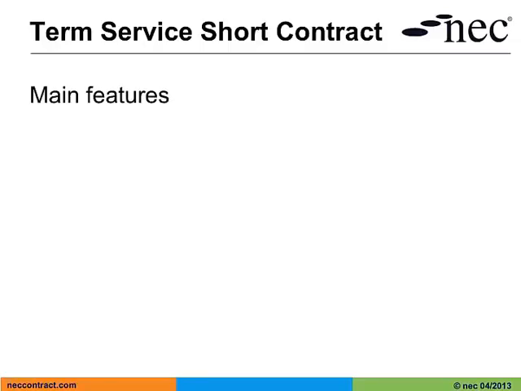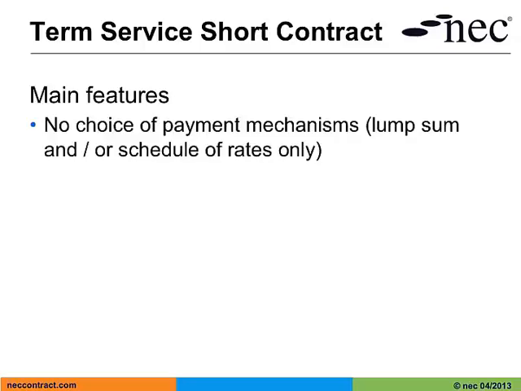Now let's look at the main features of the term service short contract. So the short contract has no choice of payment mechanisms. We can either have a lump sum and/or a schedule of rates only. There are no target cost or cost reimbursable options under the short contract. There are also no choice of secondary options.